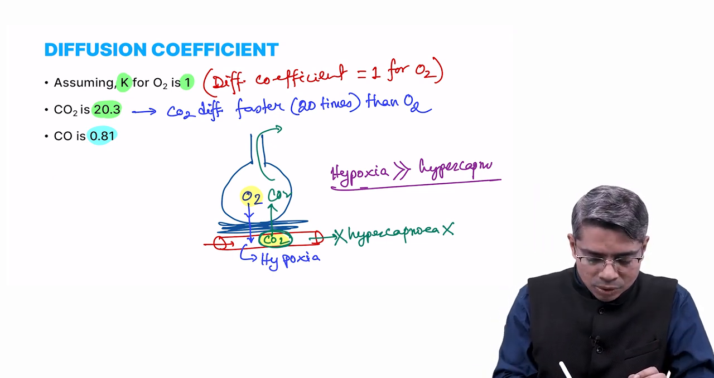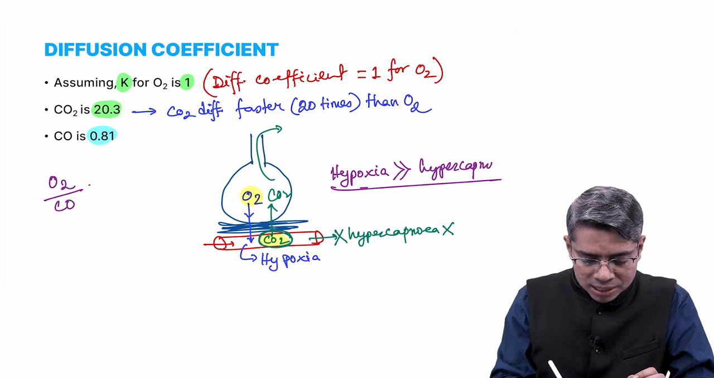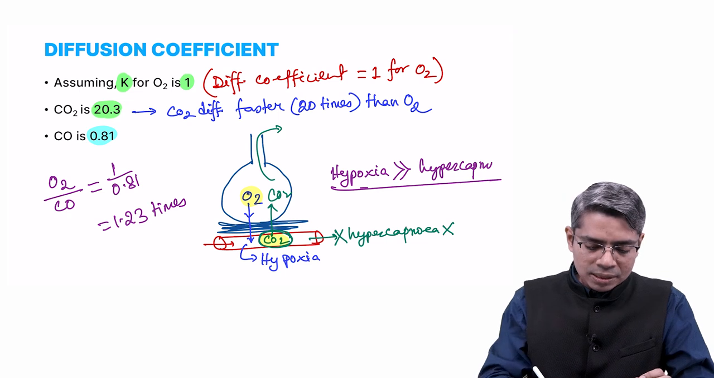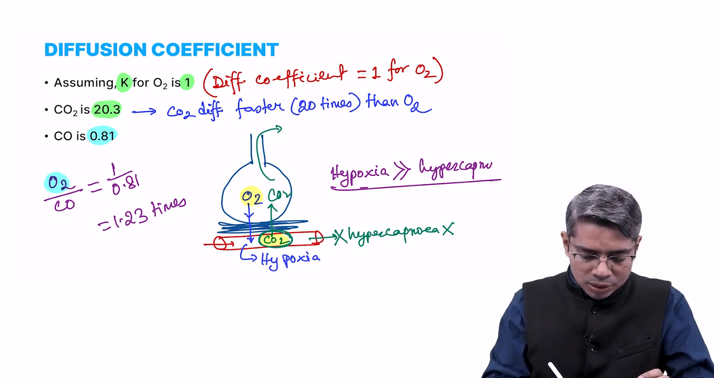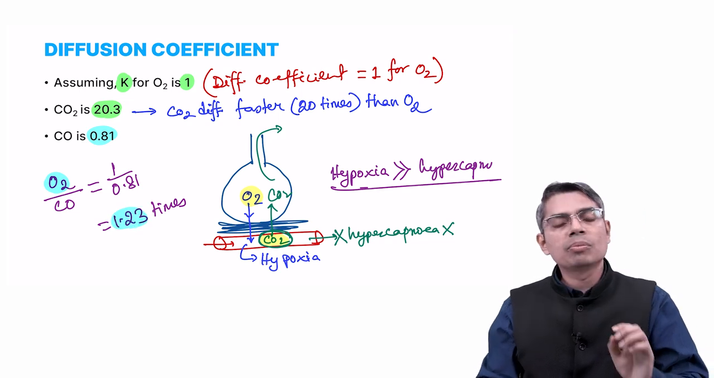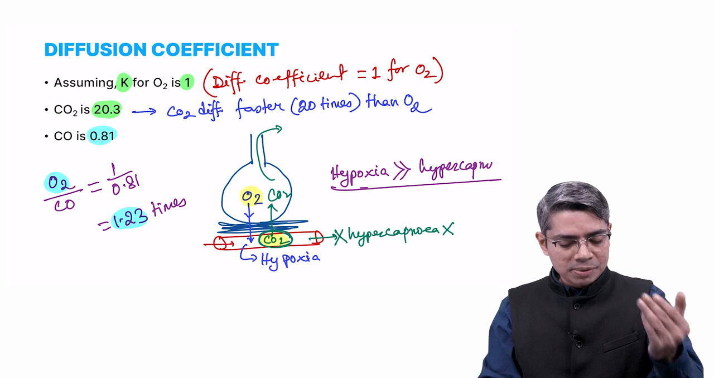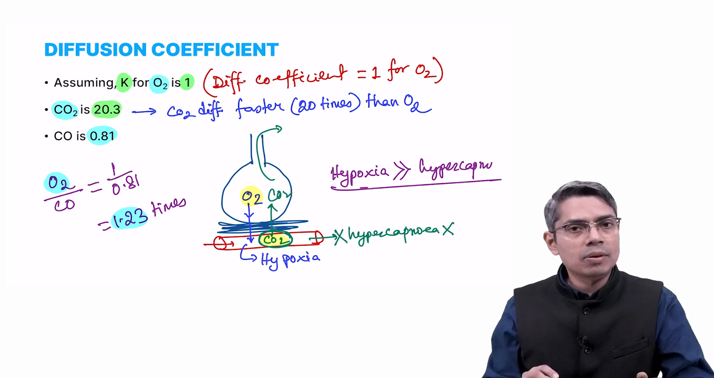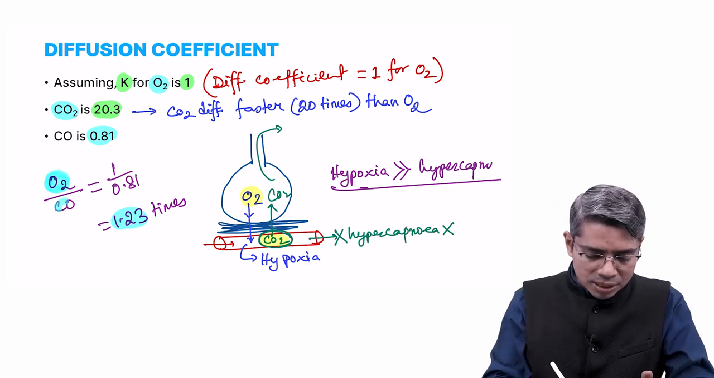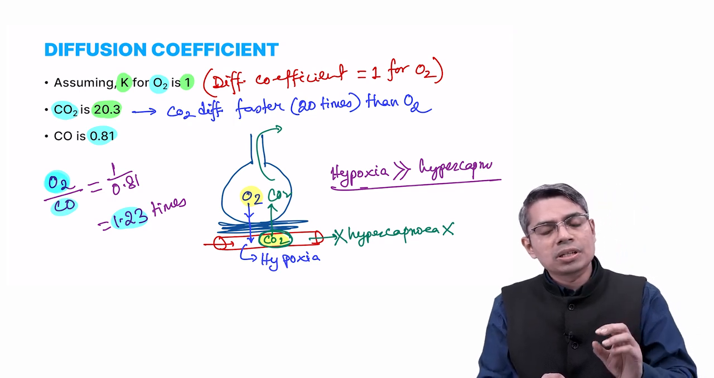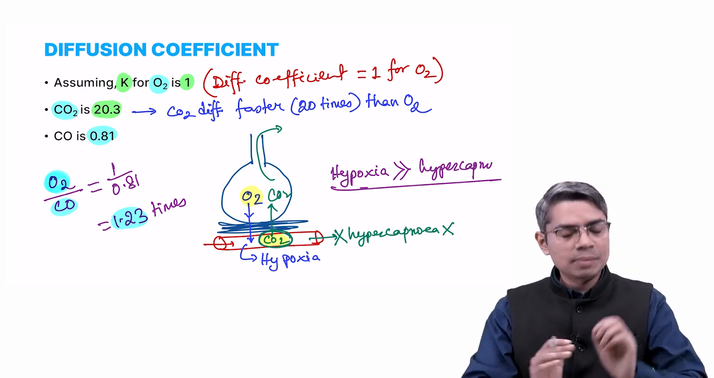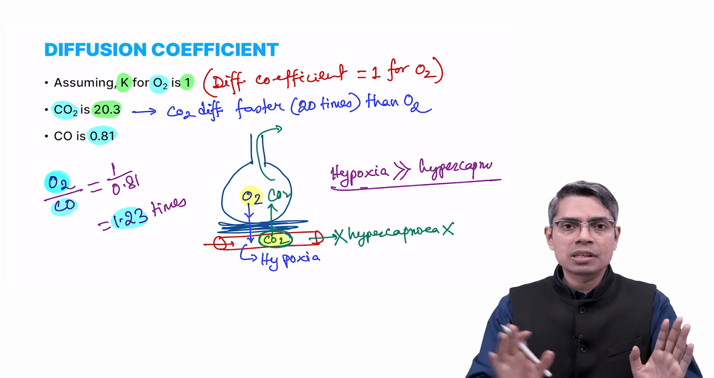0.81. That means if I compare the oxygen and carbon monoxide diffusion coefficients, then 1 upon 0.81 is 1.23 times. That means I can understand that the oxygen diffusion is 1.2 times that of the carbon monoxide diffusion. Getting my point? So previously we discussed that carbon dioxide diffusion is 20 times more than oxygen diffusion. Now if you compare oxygen and carbon monoxide, then oxygen diffusion is 1.23 times that of carbon monoxide diffusion. This information will be utilized again later on. So just remember the concept here.